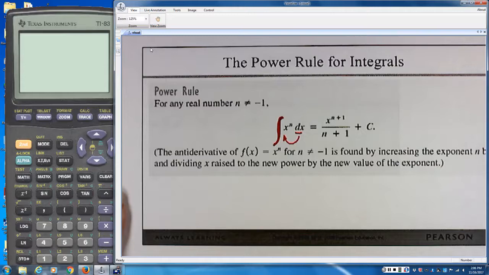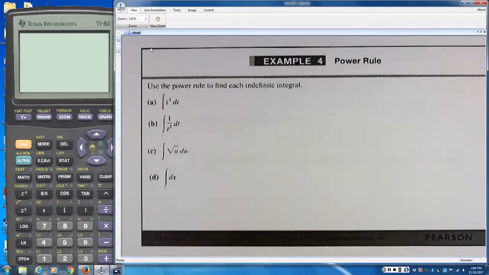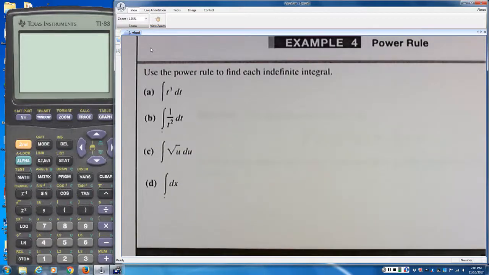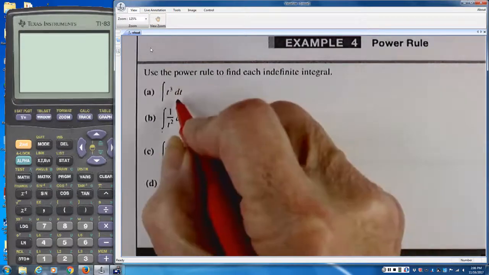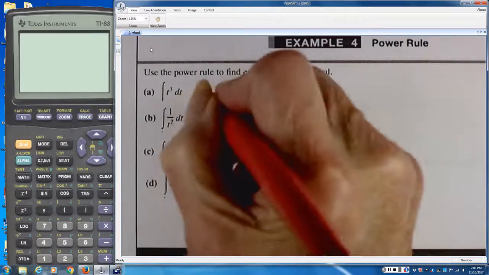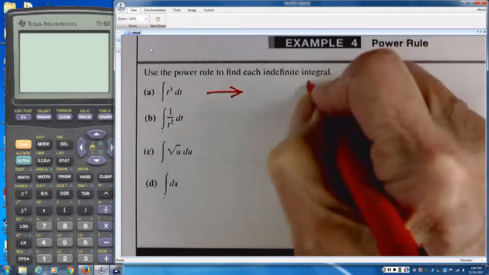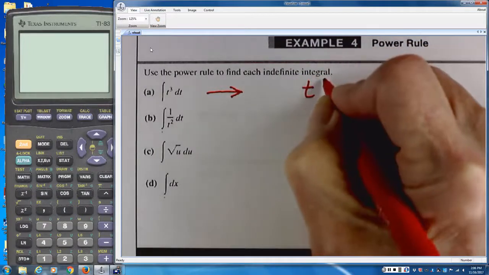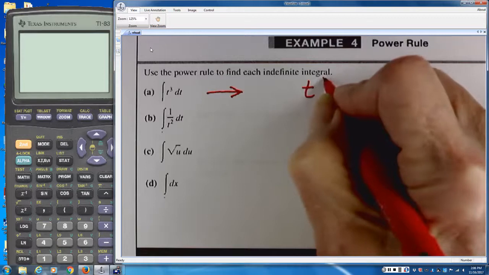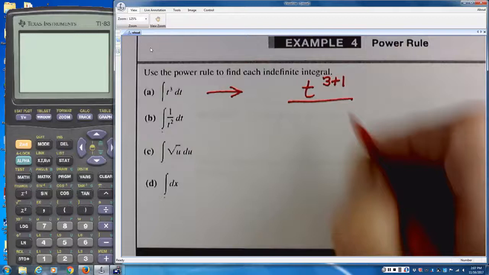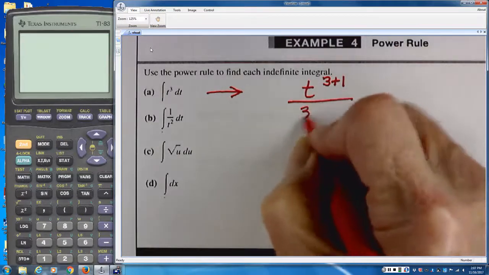So if we do the power rule, we'll do some examples. Use the power rule to find each one of these integrals. The first one is the integral of t to the third dt. So we're just going to apply that rule. That rule says keep your t, add 1 to the power, and then divide by 3 plus 1.